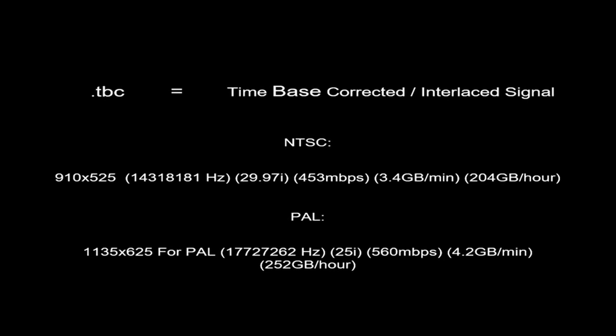The TBC file contains a time-base corrected interlaced signal. The sampling rate is 4 times the frequency of the subcarrier, 4FSC. This results in a composite full-frame digital video file of the video signal. For NTSC, this means a resolution of 910 by 525, and for PAL, 1135 by 625. The resulting data volume is also shown here: 204 GB per hour for NTSC and 252 GB per hour for PAL.